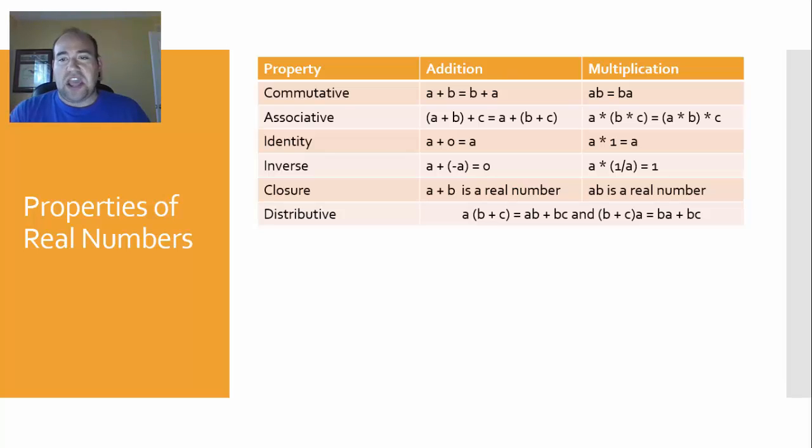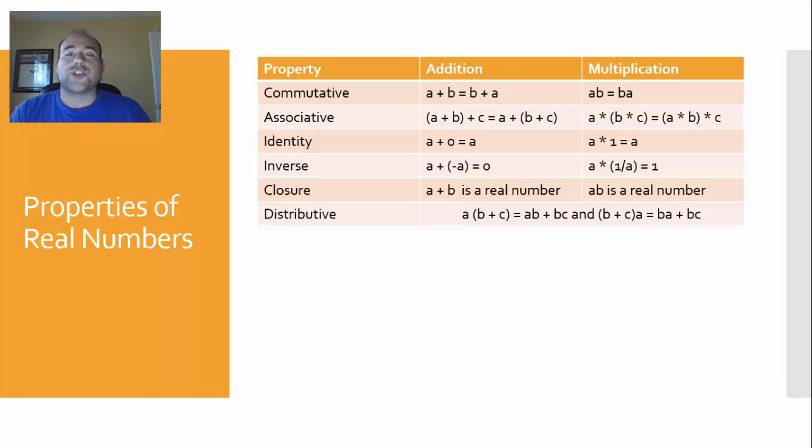It's 1 over A. Does anybody remember what that word is called when you put 1 over something? It's called a reciprocal. So if you multiply any number by its reciprocal, you get a 1 back. 3 times a third. 4/5 times 5/4. Okay, inverse property.